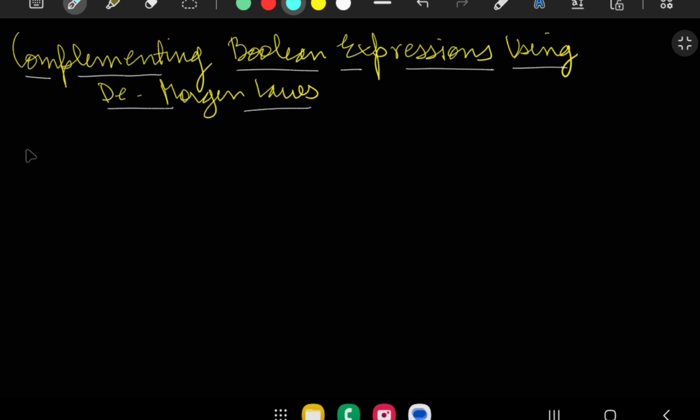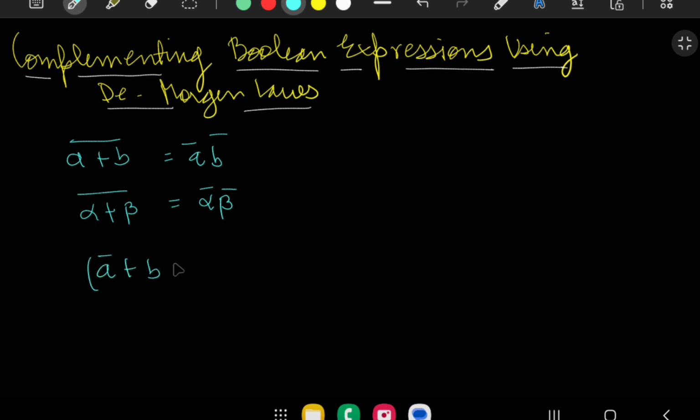Let me tell you one thing. You can apply De Morgan's law when you have a situation like this: (alpha plus beta) whole bar. This can be the same as alpha bar dot beta bar, so this alpha can be equal to anything. So if you have (a bar plus b) whole bar, then what will it become?